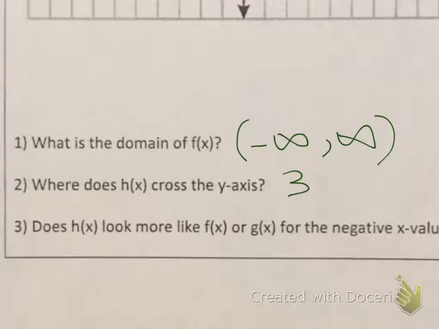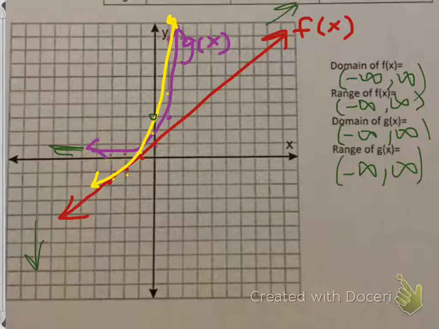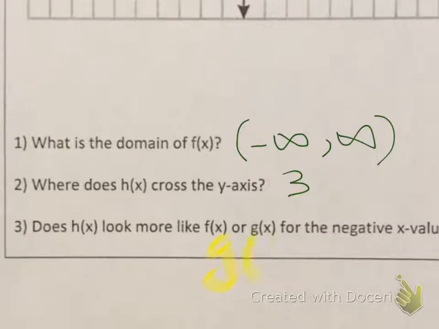And then it says, does h of x look more like f of x or g of x for the negative x values? So on the negative x values, which is right here, this new one that we graphed, so the negative x values are right here, all the way to right here. Does it look more like a line or like the curve? And I think it looks more like the curve, so I'm definitely going to put that it looks more like g of x.